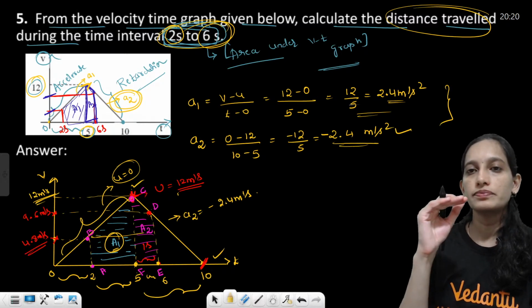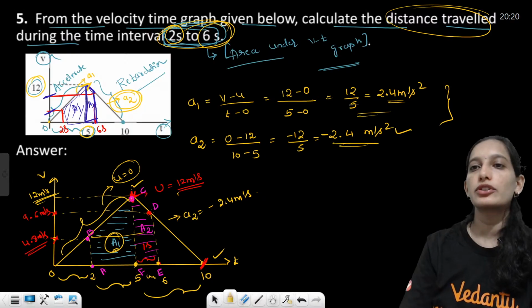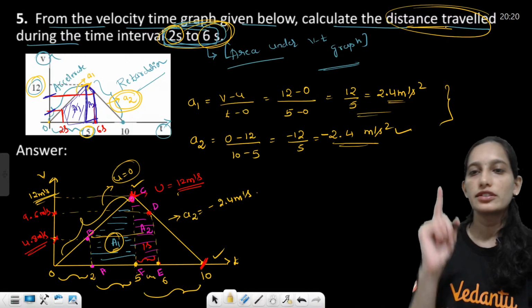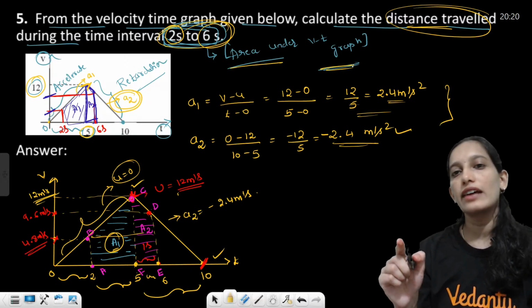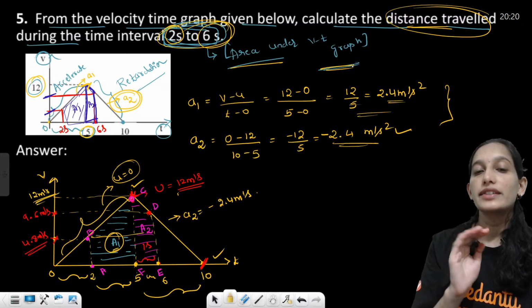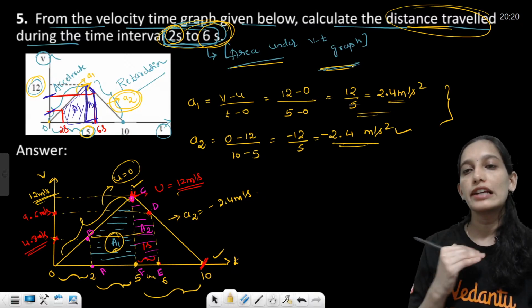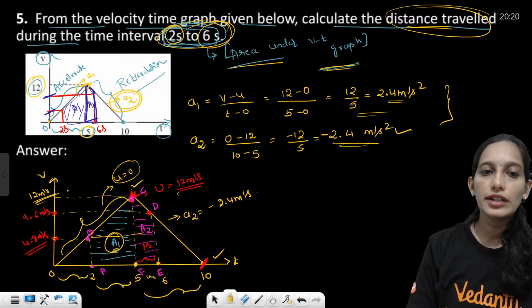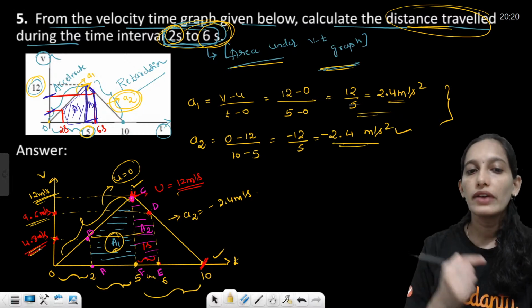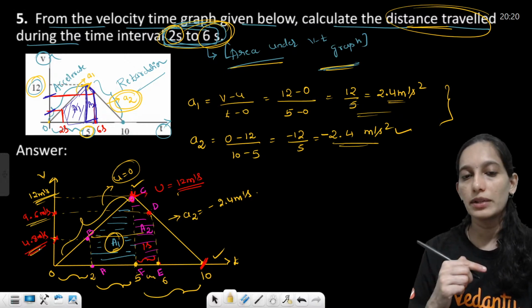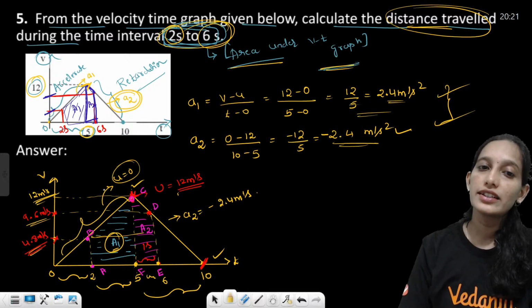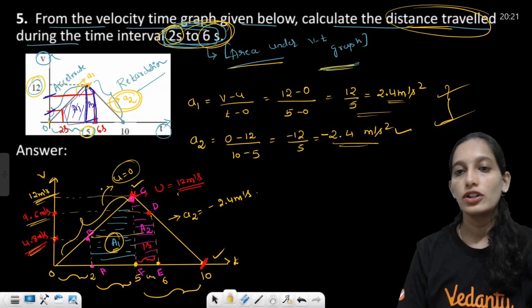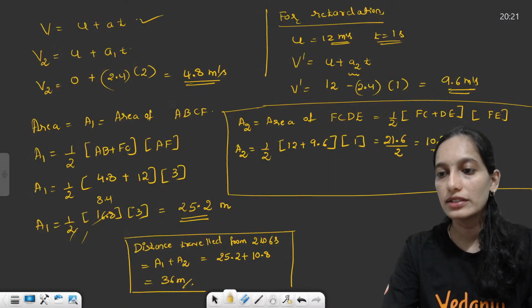So how do you solve this problem? First you have to identify what is being asked, that is distance traveled. Distance traveled means we need the area under the graph. So whichever quantities are needed to find that area, we have to calculate them. So I understood that I need to find out the velocity at two times, the velocity at 2 seconds and the velocity at 6 seconds. To find that out I need acceleration. And acceleration comes from the slope of the VT graph. So that is how you have to connect this problem.